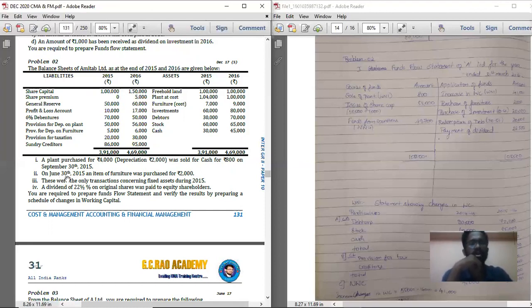Next, on June 30, 2015, an item of furniture was purchased for 2,000. So there is a purchase of furniture, which is nothing but an application of funds. These were the only transactions concerning fixed assets during 2015.